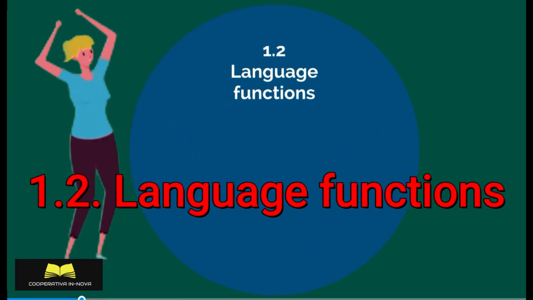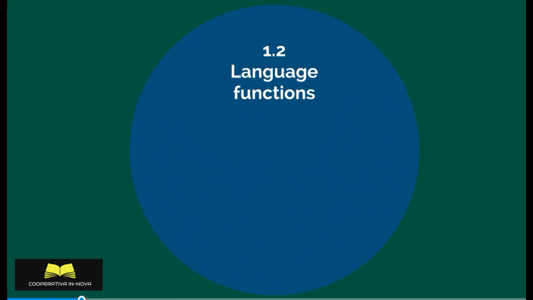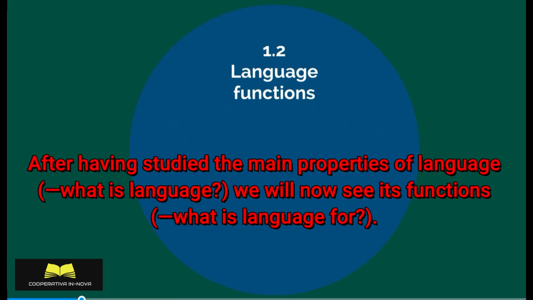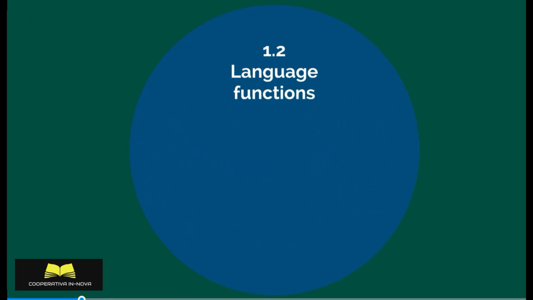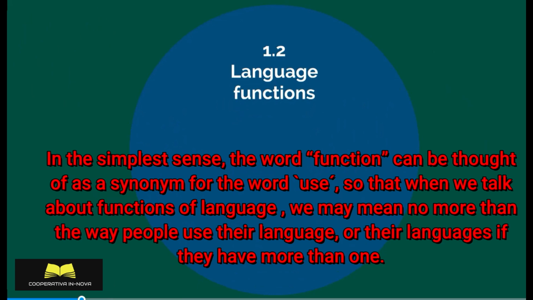(1.2) Language functions. After having studied the main properties of language, what language is, we will now see its functions. What is language for? In the simplest sense, the word function can be thought of as a synonym for the word use, so that when we talk about functions of language, we may mean no more than the way people use their language, or their languages if they have more than one.